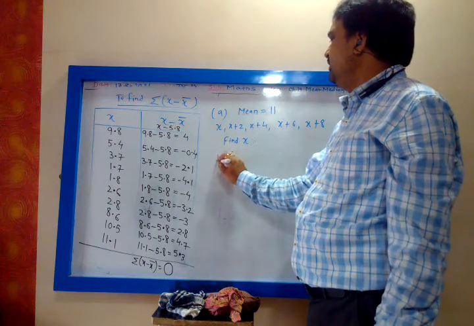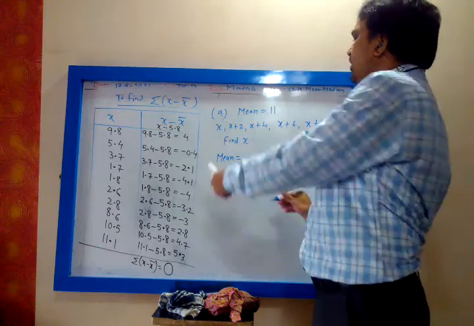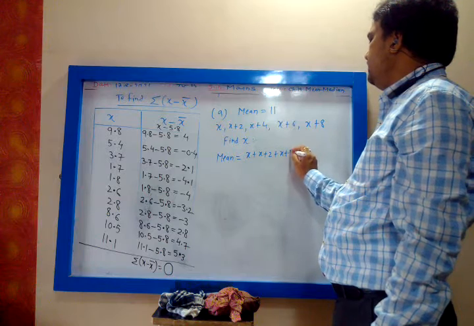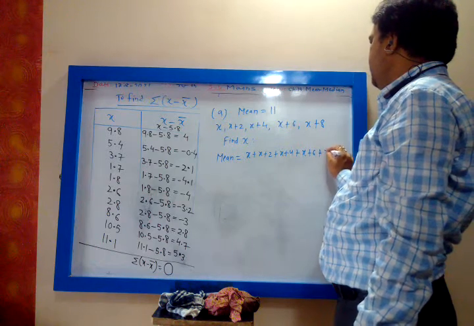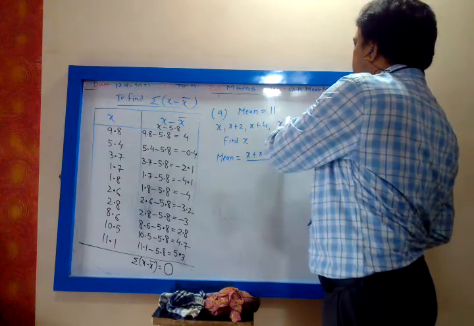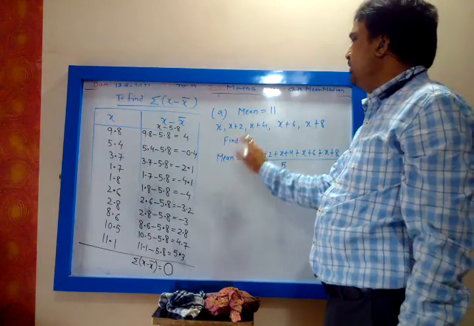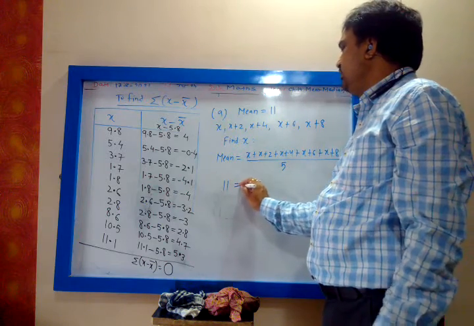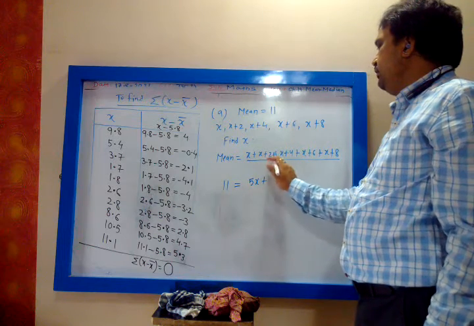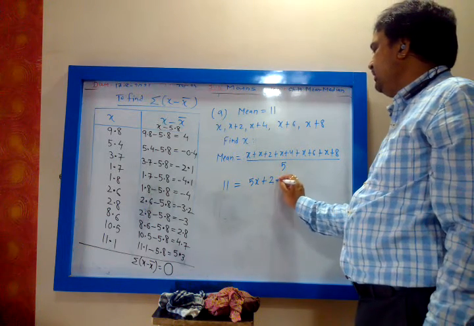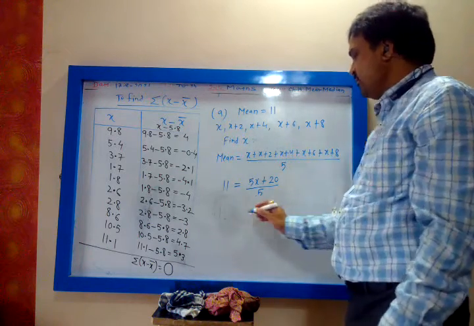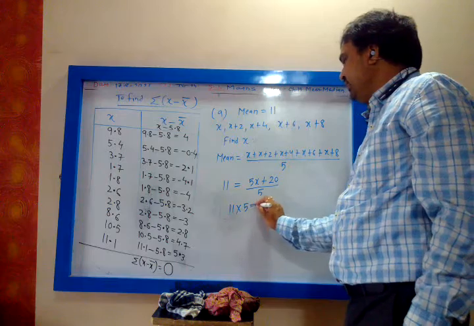So we write the formula. Mean value is: add all the values, x plus x plus 2 plus x plus 4 plus x plus 6 plus x plus 8, and divide this total by the total number of values given. How many values are given? 1, 2, 3, 4, 5. But the mean value is given to you, that is 11. So 11 is equal to 5x plus 2 plus 4, 6, plus 6, 12, plus 8, 20, divided by 5. Correct? Now cross multiply 5 to that side. So 11 into 5 is equal to 5x plus 20.